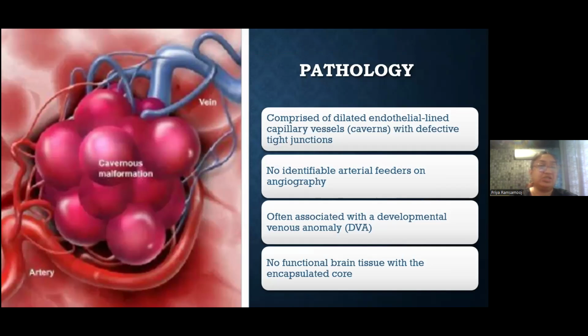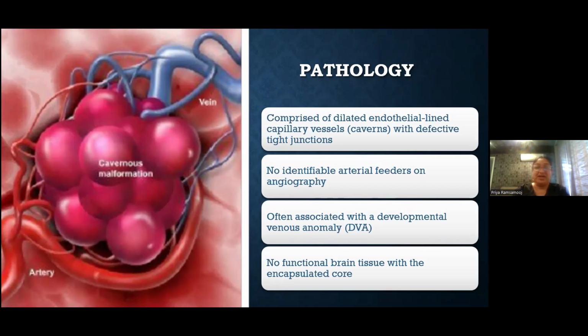So in terms of the pathology, I want us to appreciate this picture in terms of 3D because literally that is how it's described and how it looks. It almost resembles a bunch of grapes. And within each of these nodules, or each grape, is really empty, right? So it's just like a vacuole, right? So the pathology itself is comprised of dilated endothelial-lined capillary vessels, or what we call caverns, right? And they have defective tight junctions, right? In terms of pathology, they do describe it as a mulberry.